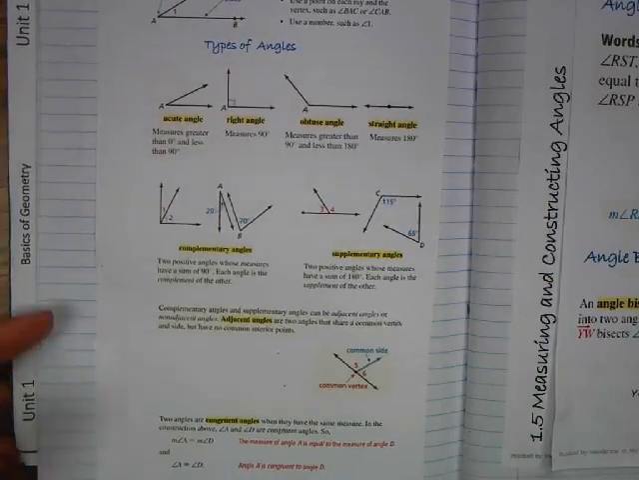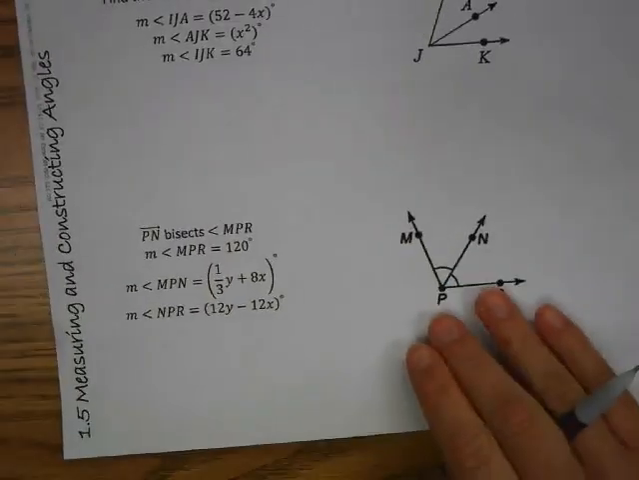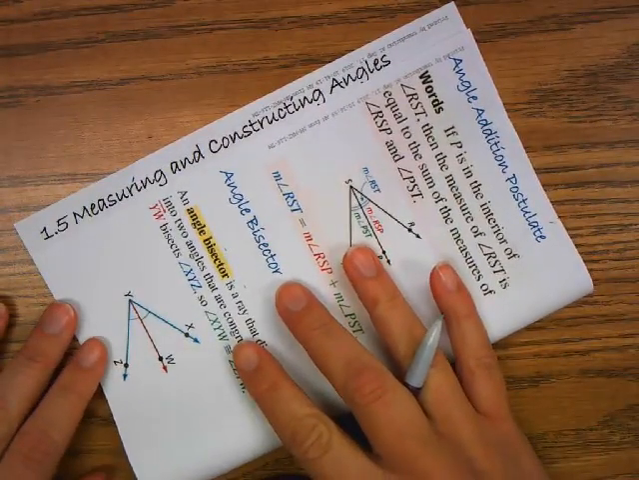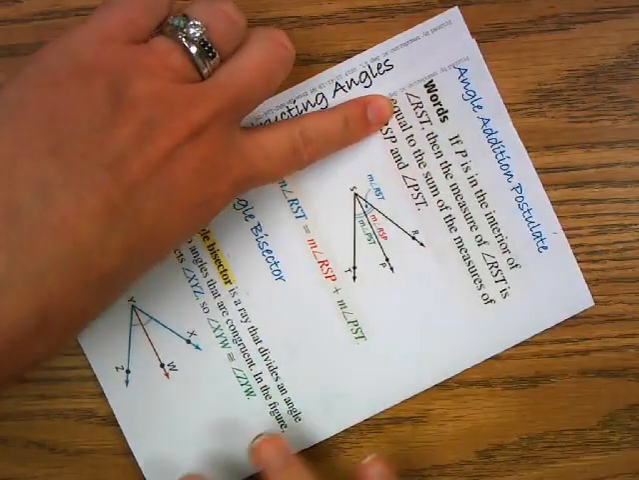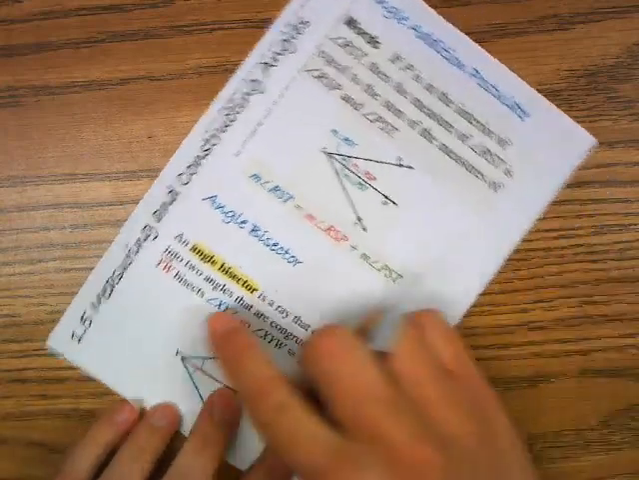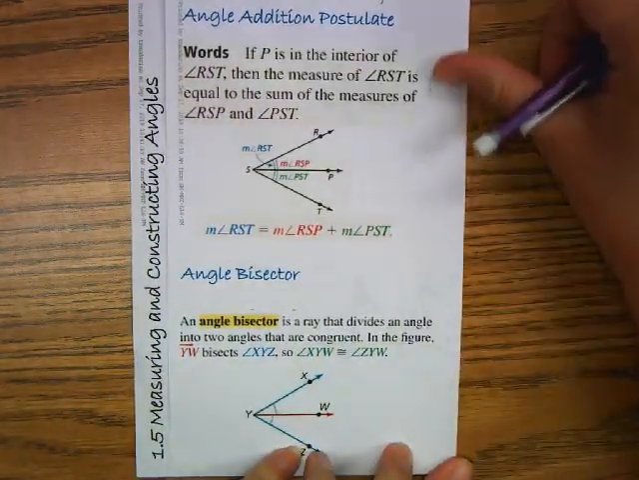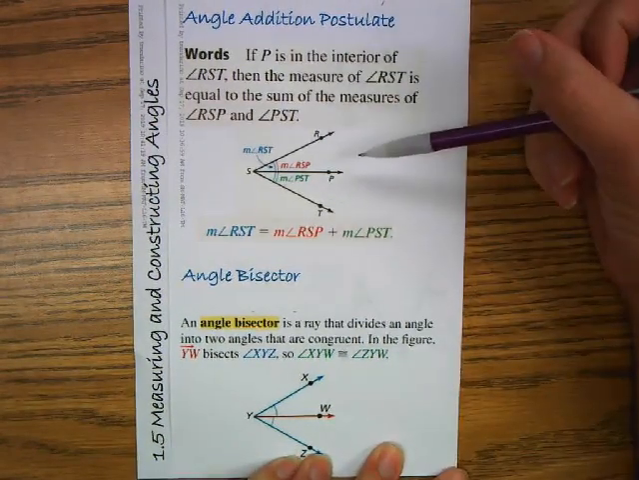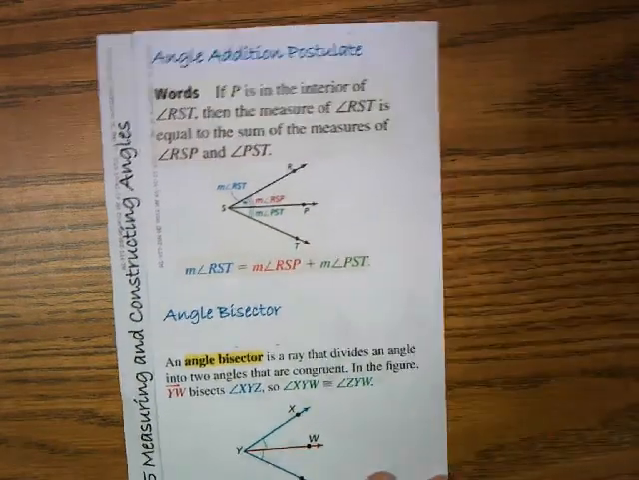So moving over to page 9, you want to make sure that you are folding your paper correctly. So you still want to make sure that you see the title of this section, which is measuring and constructing angles. On the front, you're going to see the angle addition postulate, which is very similar to the segment addition postulate, where you have that part-whole idea.